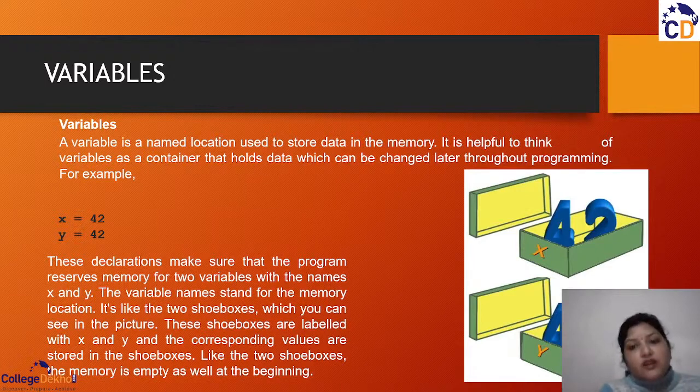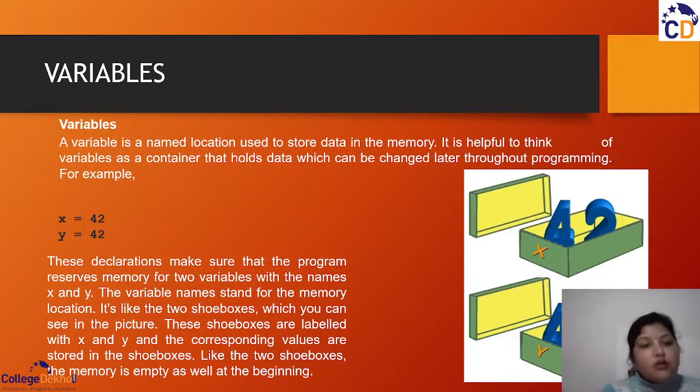And how to define it? You need to use the assignment operator for assigning the value. Suppose I am taking 42. The 42 goes from the right hand side, and it gives the value to the left hand side variable. Suppose X is equal to 42. So X is a variable name, equal to is an assignment operator, and 42 is the value.